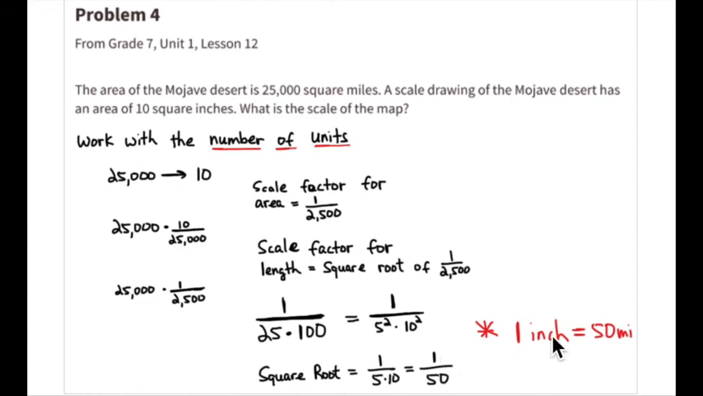And the scale is the reciprocal of the scale factor. So every 1 inch is equal to 50 miles. And that is the scale for this map.